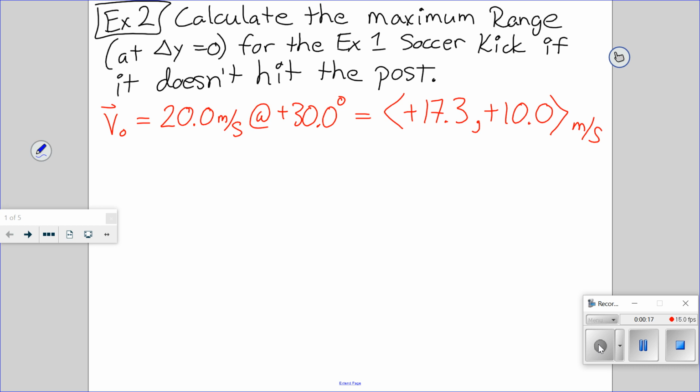If you didn't see example 1 yet or you forgot all about it, you should flip back there and check it out. It's the soccer kick, 20 meters per second at 30 degrees above horizontal. That was the last example, and then it hits something at 1.5 seconds. Well, now, example 2 is what if it doesn't hit that post? What if it just falls back and hits the ground at delta y equals 0?